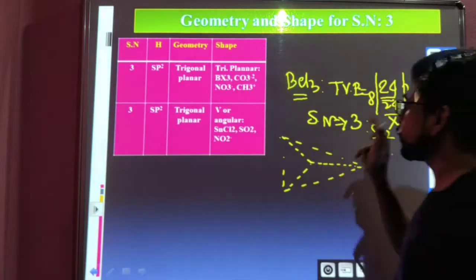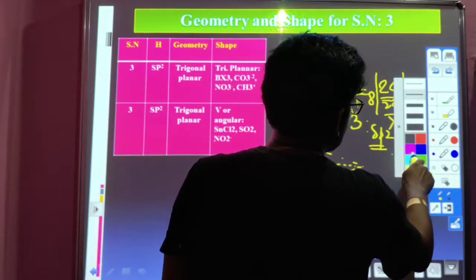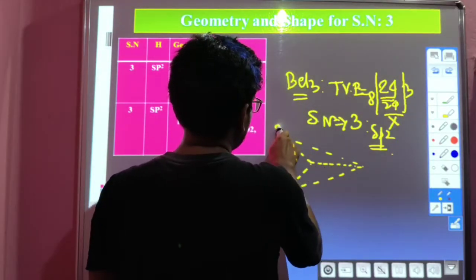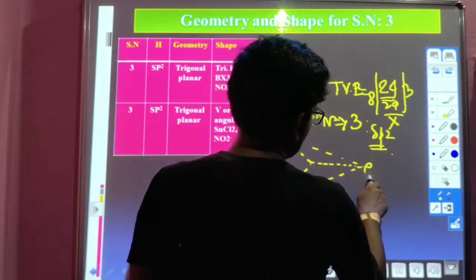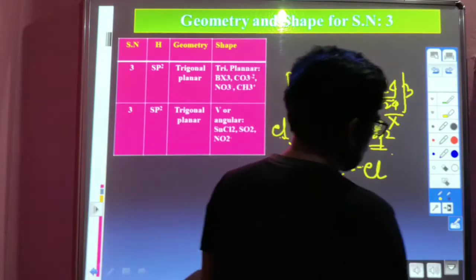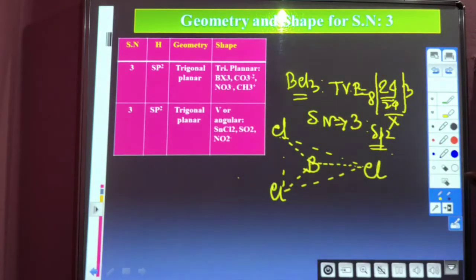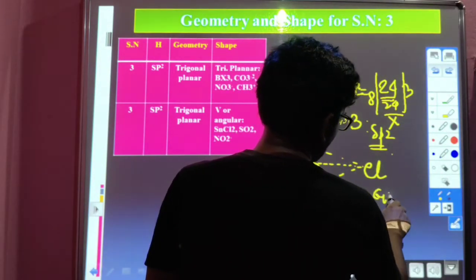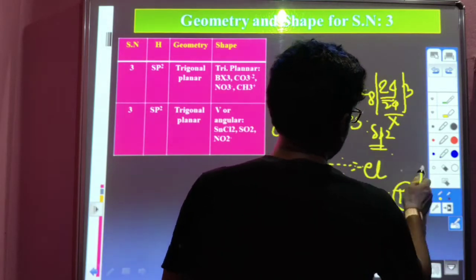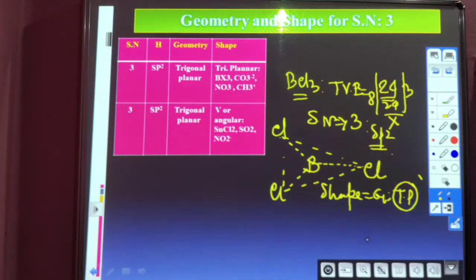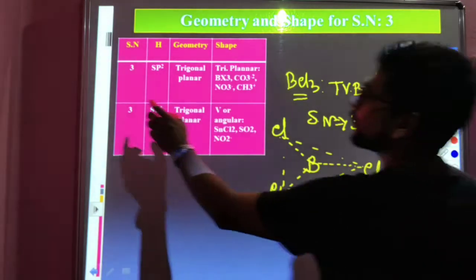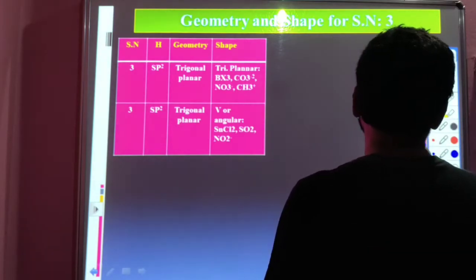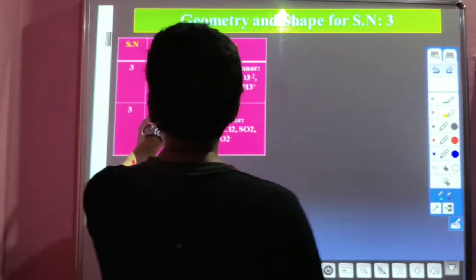Why? Because there is no lone pair of electrons. So this is Cl, and this is boron. So in BCl3, the shape is equal to geometry, and that is trigonal planar. Nothing wrong in it. It's very simple. Okay, for steric number 3, there will be another case.